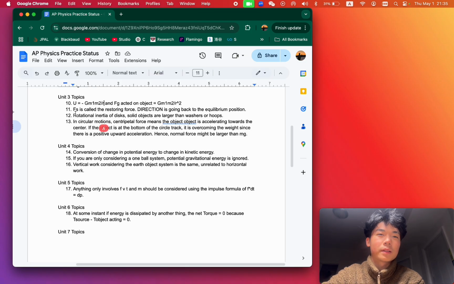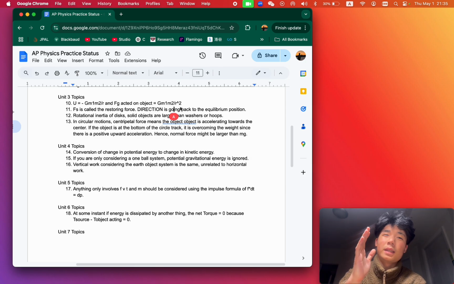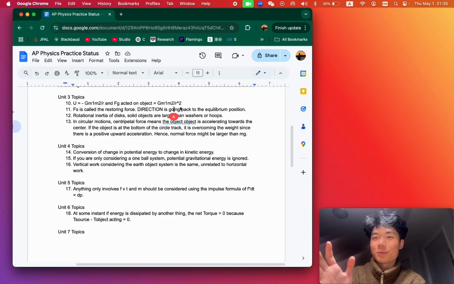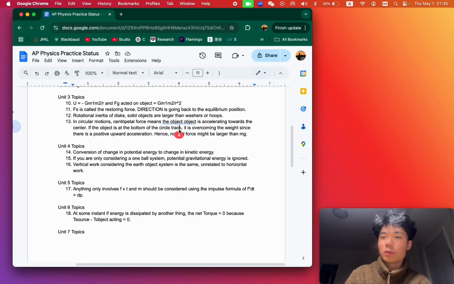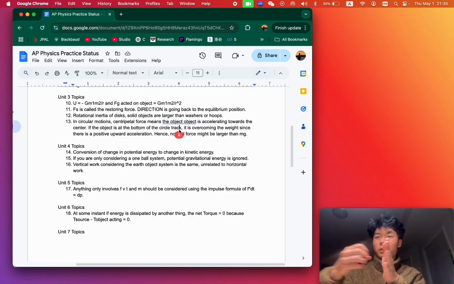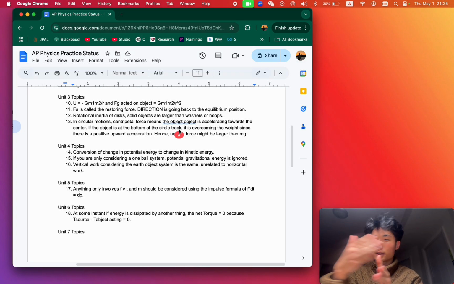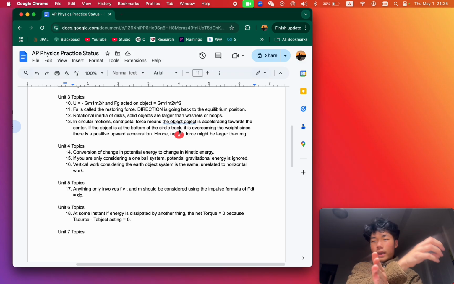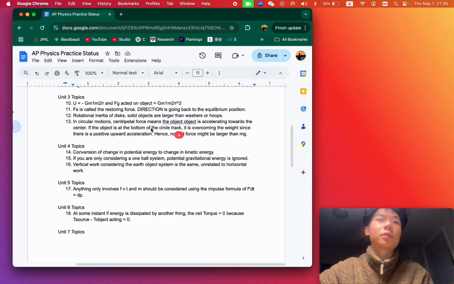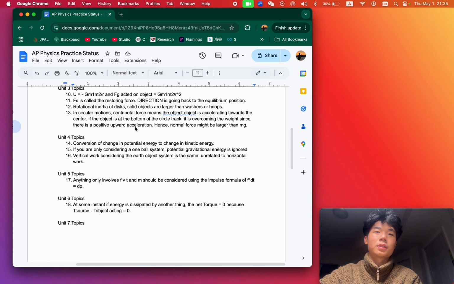Okay, so 11 is restoring force. It's good to tell you that restoring force is also like one of the Newton's laws, and it's basically just the direction going back to the equilibrium position. For instance, if you have a string and you're going this way, the restoring force will definitely try to go back to the equilibrium. And if it is here, it's going to go back here. All right. So okay, 12 is rotational inertia.